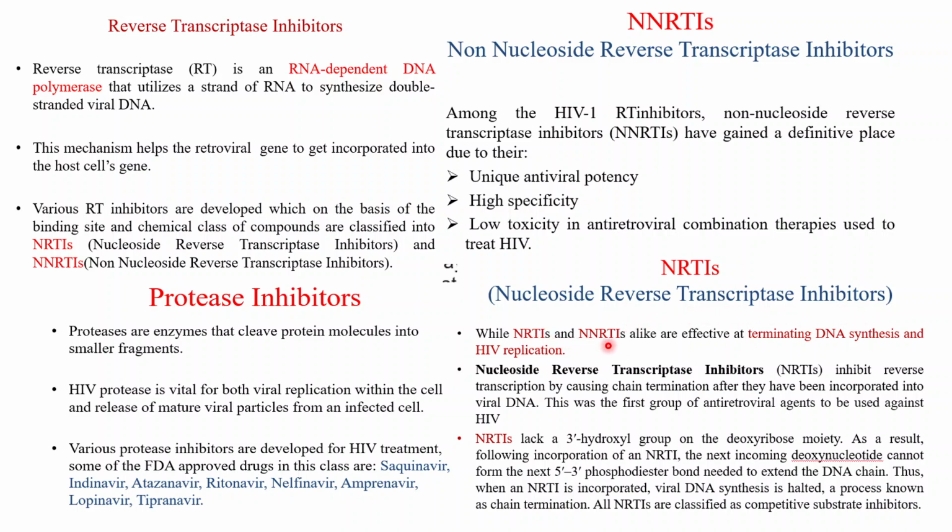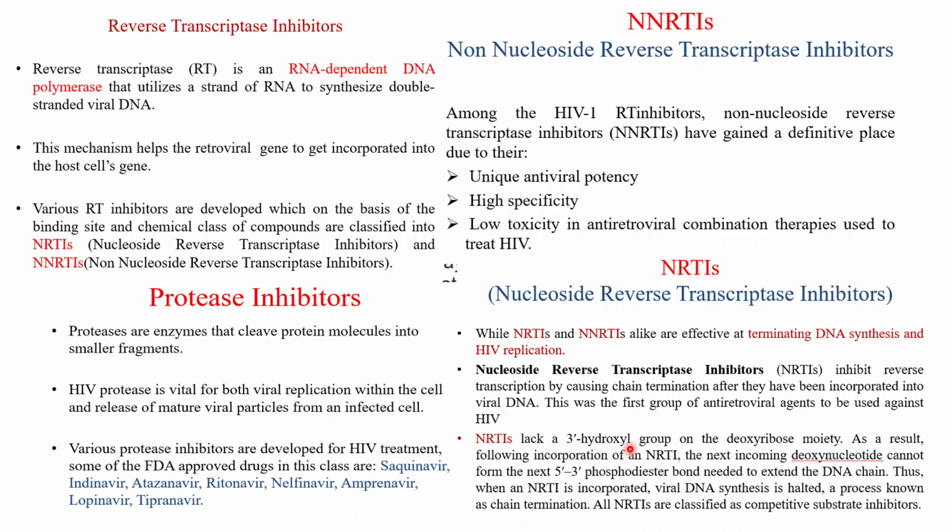While NRTIs and NNRTIs are alike, effective in terminating the DNA synthesis and HIV replication, nucleoside reverse transcriptase inhibitors, or NRTIs, inhibit the reverse transcription by causing chain termination after they have been incorporated into the viral DNA. This was the first group of the antiretroviral agents to be used against HIV.